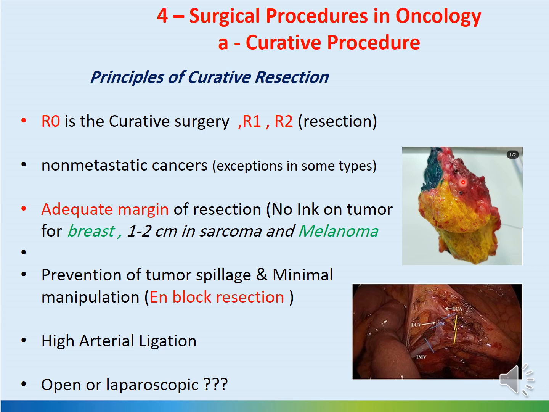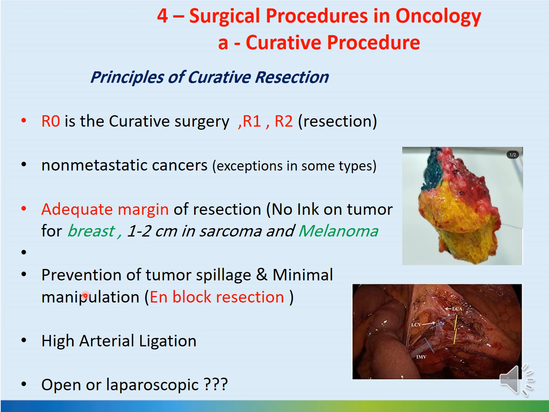That is enough. While in other types of cancer like melanoma, we have to get 1 to 2 centimeters of healthy tissue. Similarly, for sarcoma, we have to get at least 1 to 2 centimeters in order to get good results and a curative resection.